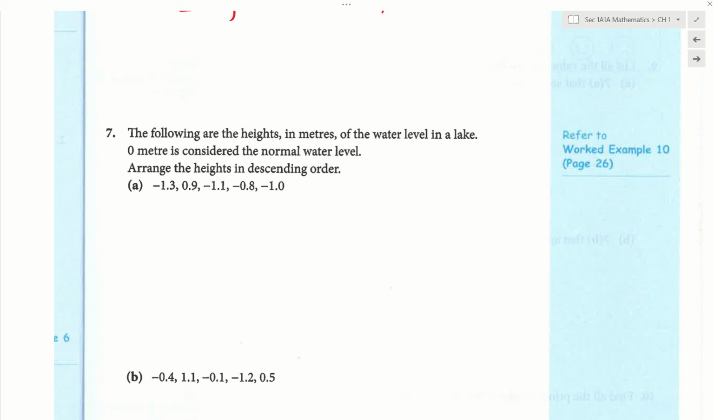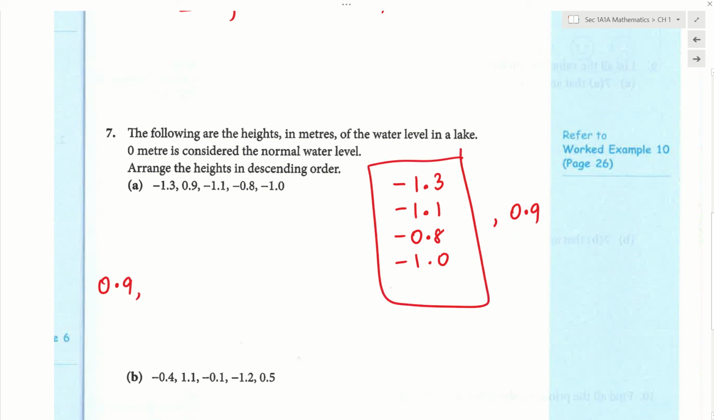Now we arrange all these numbers first. We put them as it is, -1.3. Let me just put all the negative numbers first. -1.1, -0.8, -1.0. I'm just copying them down. I haven't arranged yet. These are my numbers that are negative. Then I also have a positive number, right? Big to small. Which one obviously is the biggest? So let us write 0.9 first. Now we are going to compare which is the next biggest number.